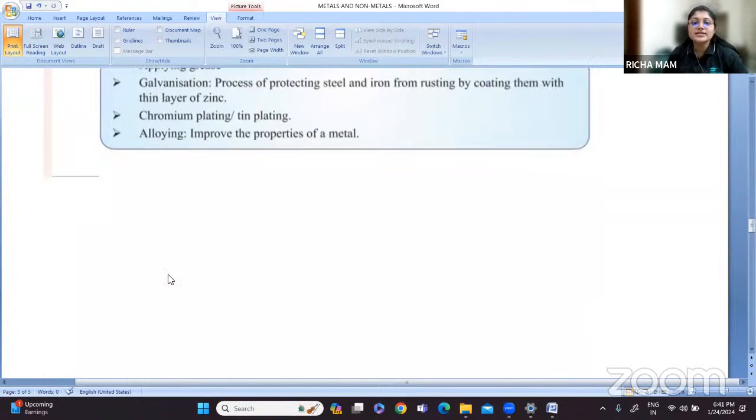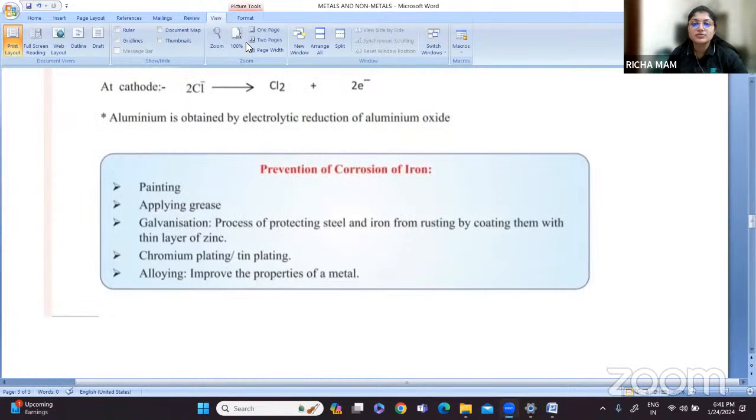Okay. Next is prevention of corrosion of irons. So what is corrosion? First of all, what is corrosion, students? What do you mean by corrosion? Can anyone tell me what is corrosion?